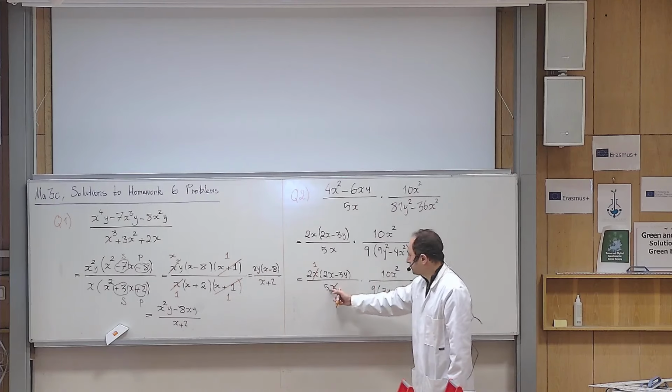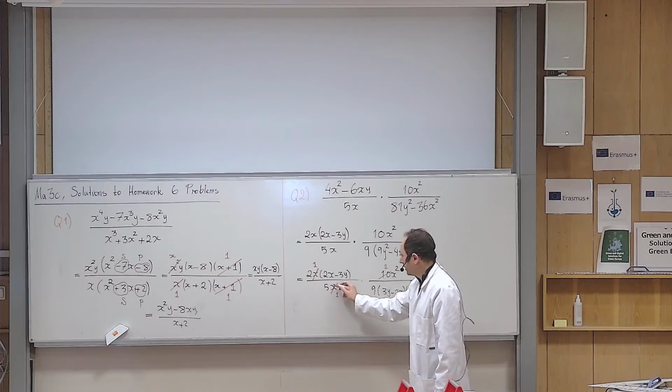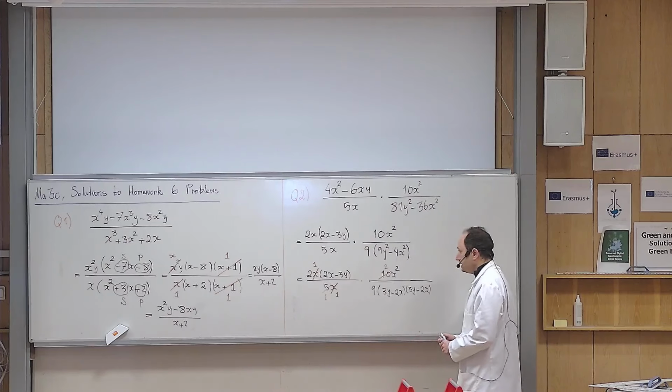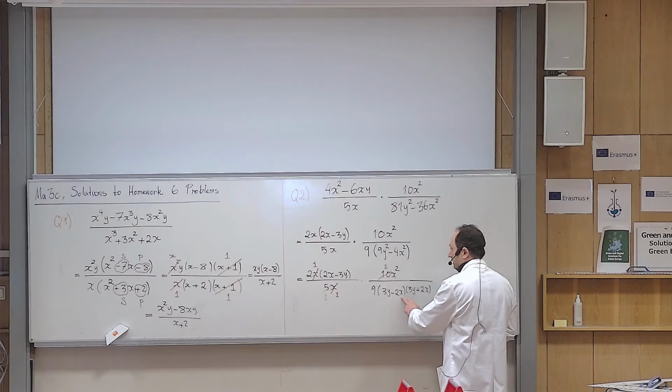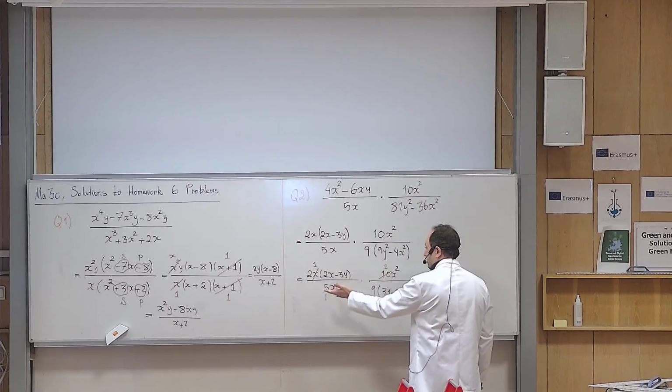This one and that one, yes. 10 to 5, 2 times. 5 to 5, 1 times. And then I am a little bit unfortunate here because 3y minus 2x is very similar to this one, but this is 2x minus 3y.